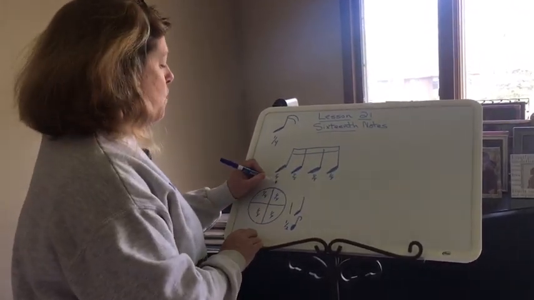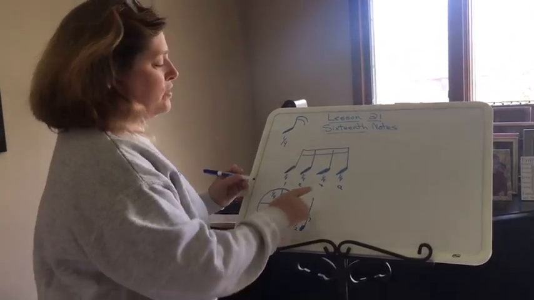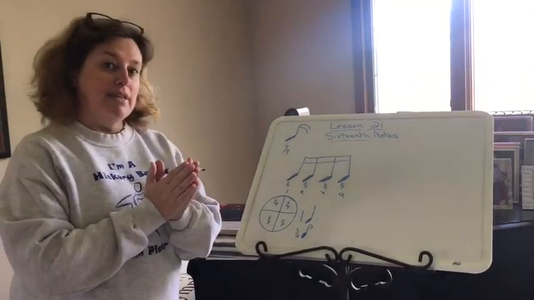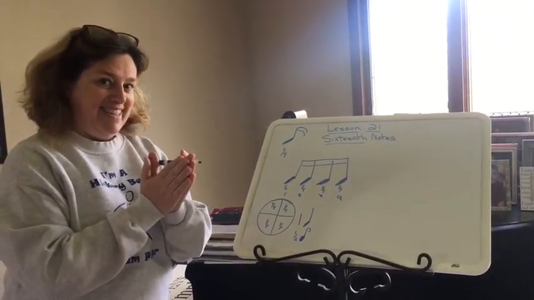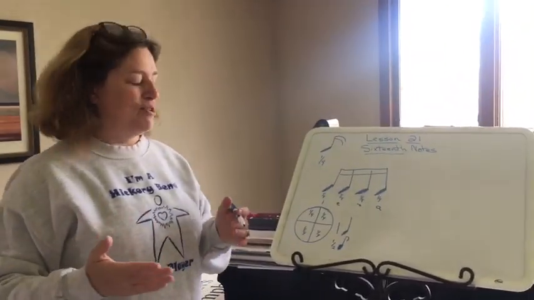All right, when we count these, they are a lot of fun to say. You say 1, E, and, a. So that's our and symbol again. So these get counted or clapped like this. 1 E and a.